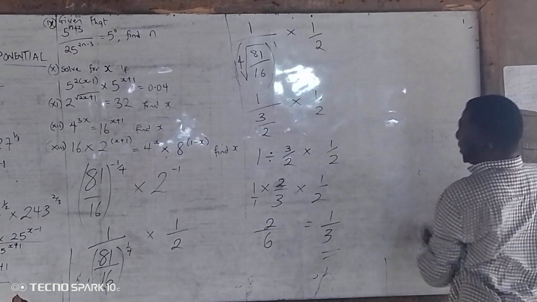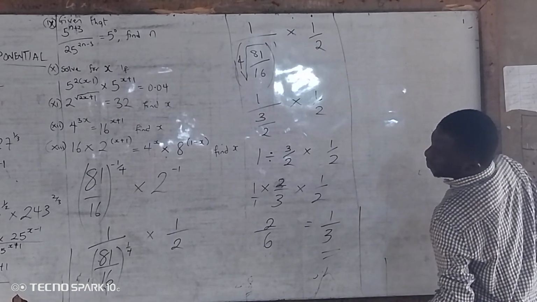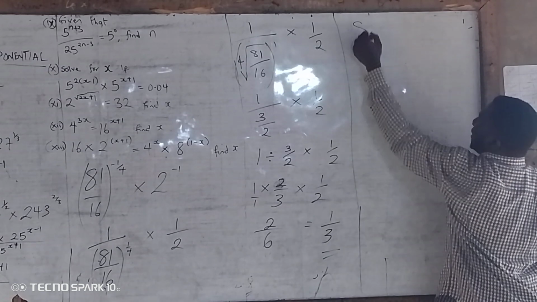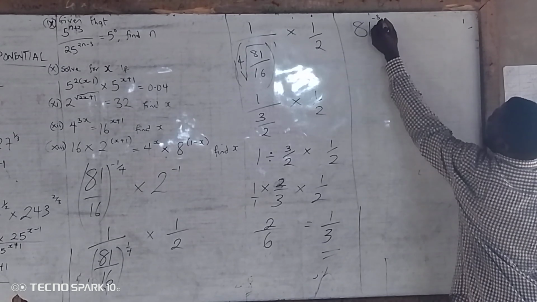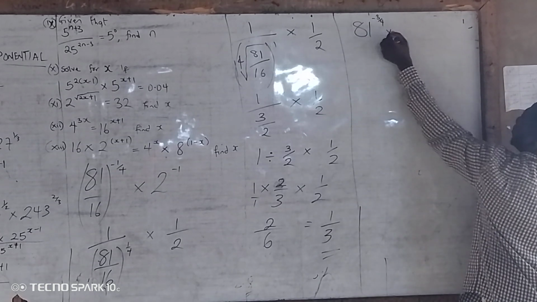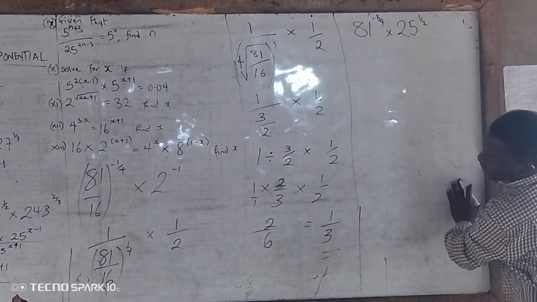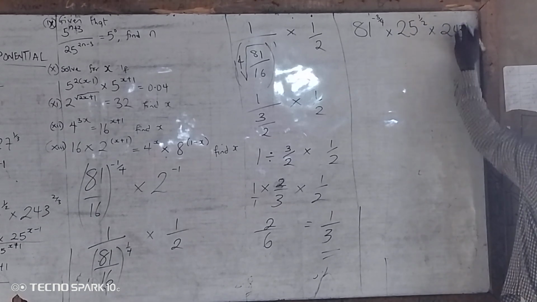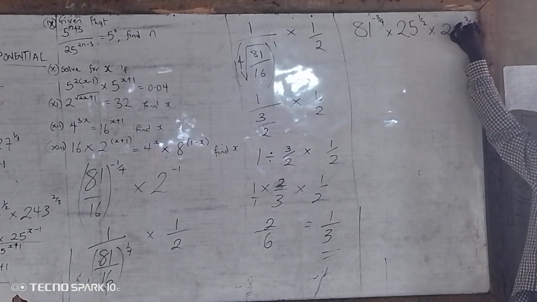The next number is number 5. It says that we should simplify 81 raised to the power negative 3 over 4 times 25 raised to the power half times 243 raised to the power 2 over 3.